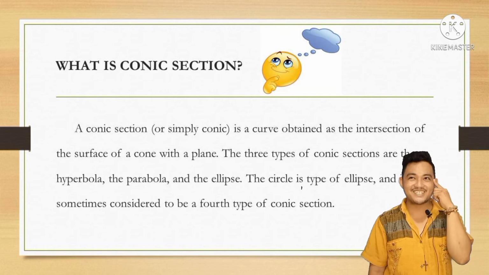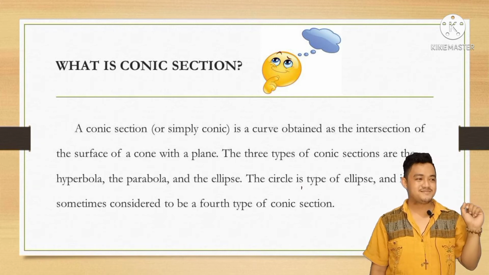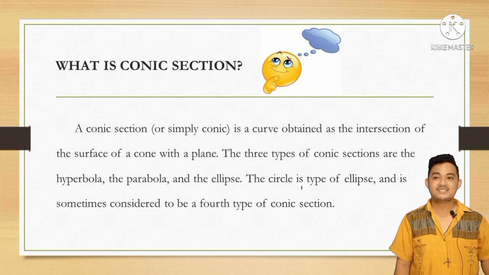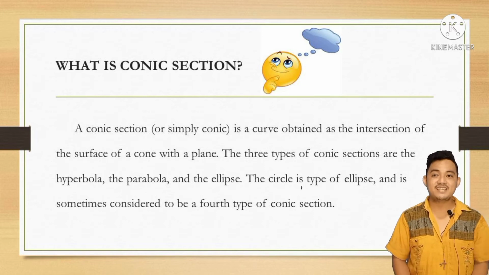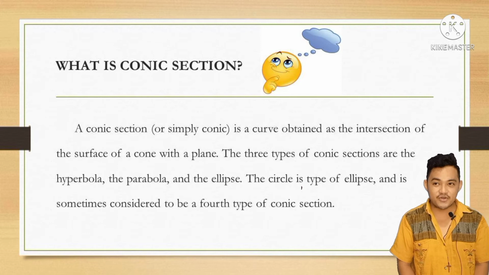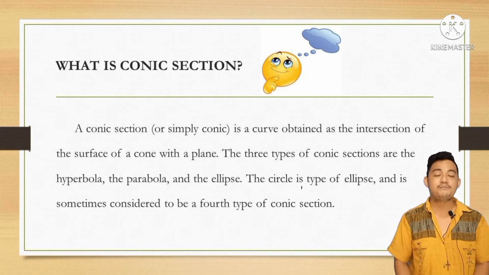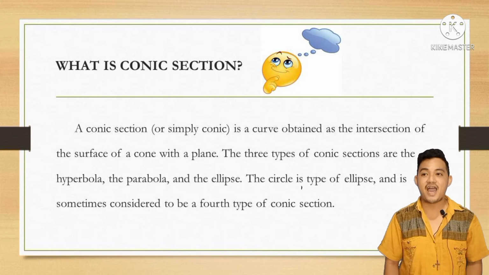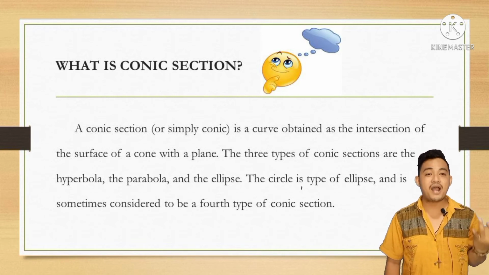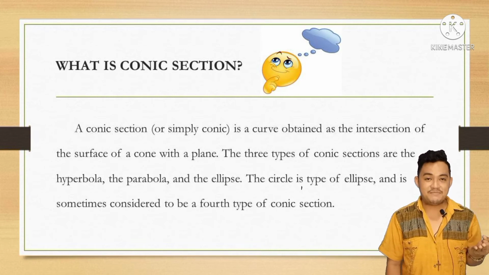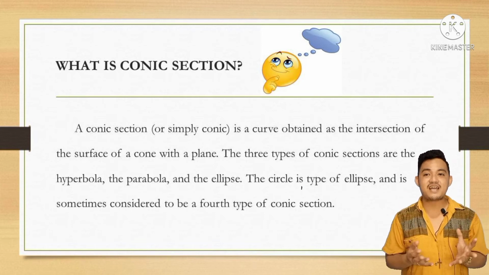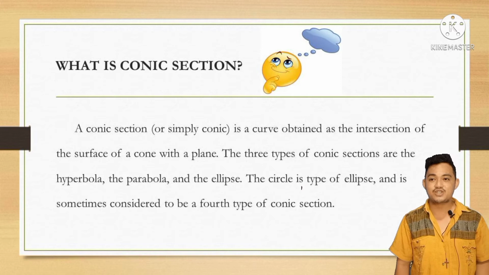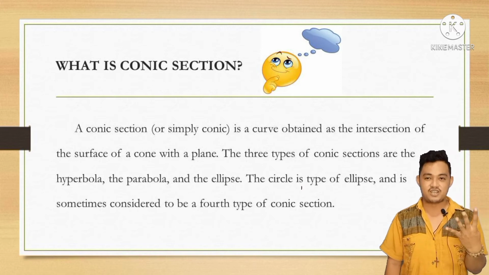What is a conic section? A conic section, or simply conic, is a curve obtained at the intersection of the surface of a cone with a plane. The 3 types of conic sections are the hyperbola, the parabola, and the ellipse. The circle is a type of ellipse, and it is sometimes considered to be the 4th type of conic section.